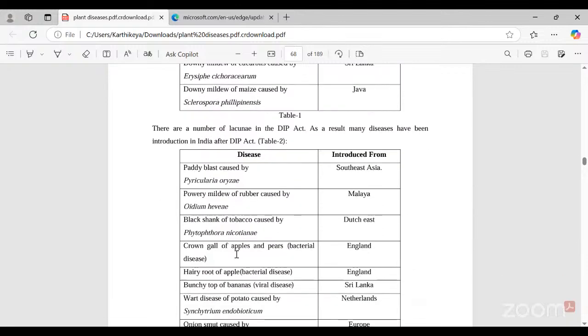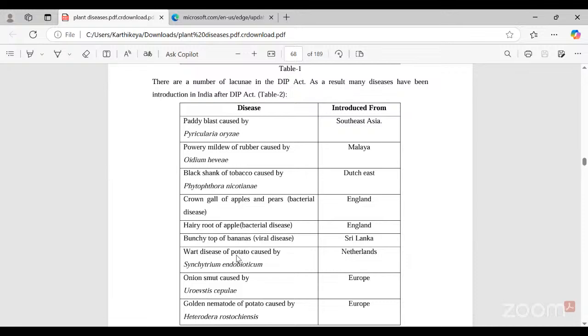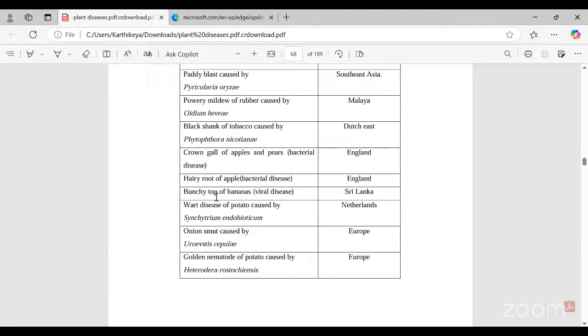There are a number of such diseases introduced as a result of the absence of the Act. Many diseases have been introduced in India also. Paddy blast caused by Pyricularia oryzae, Southeast Asia. Powdery mildew of rubber caused by Oidium heveae, Malaysia, Malaya. Black shank of tobacco caused by Phytophthora nicotianae, Indonesia.